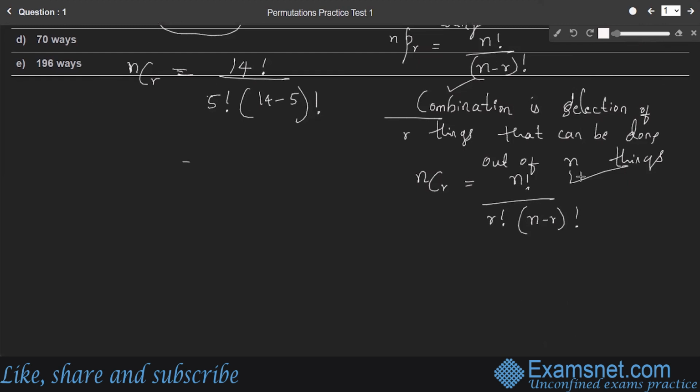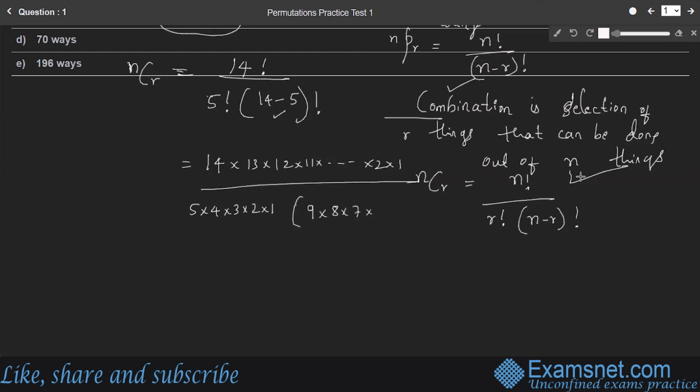Simplify it. So 14 factorial is 14 into 13 into 12 into 11, and so on up to 2 into 1, divided by 5 factorial, 5 into 4 into 3 into 2 into 1, into 14 minus 5 is 9, which is 9 factorial, which is nothing but 9 into 8 into 7, and so on up to 2 into 1. So in the numerator, starting from 10 into 9 factorial, we can cancel 9 factorial and 9 factorial in the denominator.